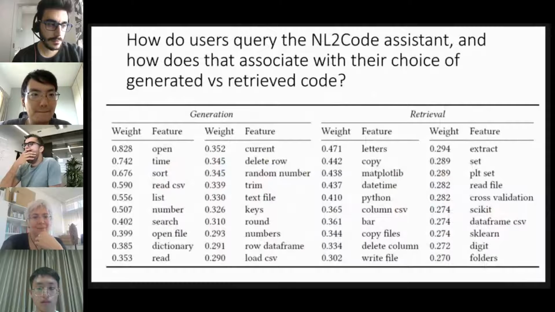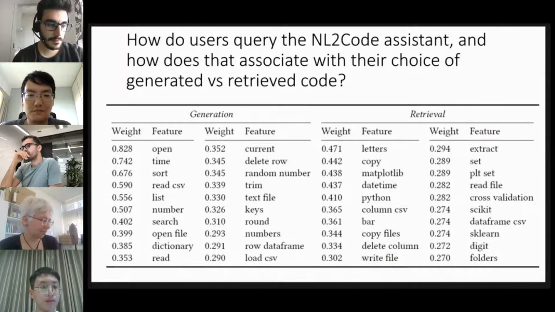And the next question is, how do users query the natural language code assistant, and how does that associate with their choice of generated versus retrieved code? Here we train a simple bag-of-words logistic regression classifier on the users' natural language queries and what kind of generation or retrieval snippets they end up selecting. And here are the top 20 features.